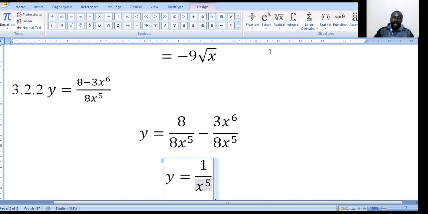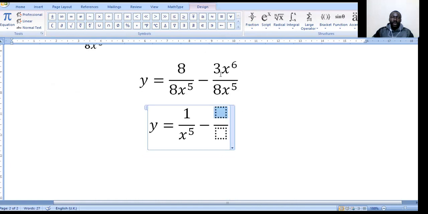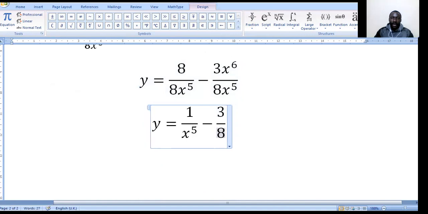Then the next term is going to be, now notice that we cannot reduce this to 8 over 3. So we will keep it like that. But we can reduce this expression here. Because this is x power 6, this is x power 5. So according to the law of exponents, we can take away 5 from 6. And that will give us 3 divided by 8, okay? 3 divided by 8.